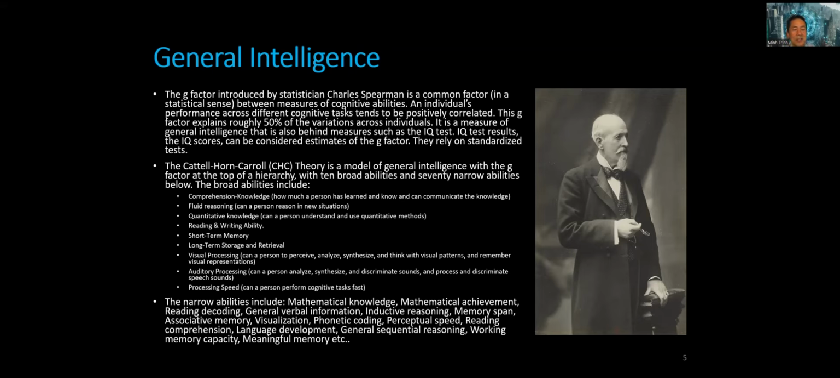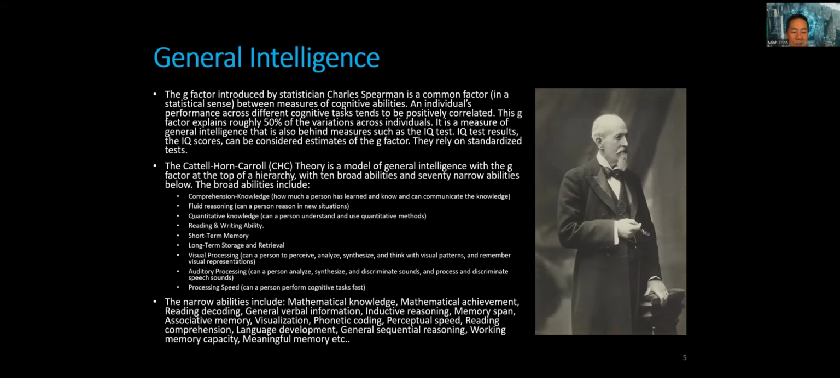So behind this testing of general intelligence, we have what they call the G factor. It was introduced by a statistician called Charles Spearman. And Spearman is also a very famous statistician. You have what they call a Spearman rank correlation, so it was also due to him. He noticed that across cognitive tasks, there was a common factor that he calls a G factor. So in modern days, you could use a principal component analysis to isolate these factors across cognitive tasks.